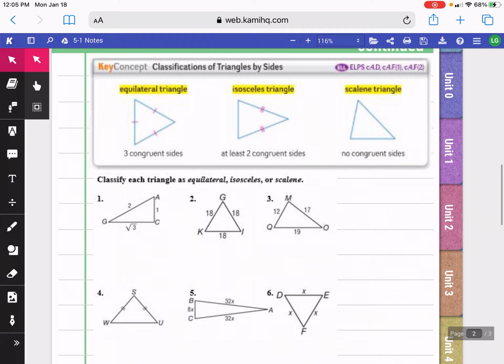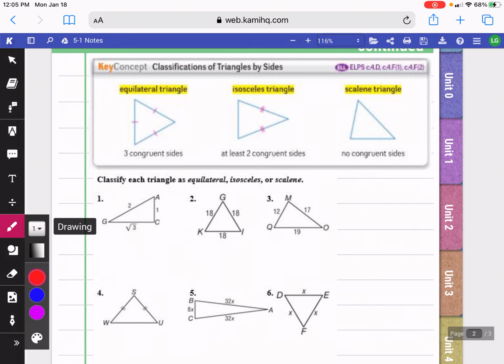You can also classify triangles based on their sides. If you're classifying based on their sides, there's three types of triangles. If all the sides are congruent, remember this is the symbol for congruent, then it's an equilateral triangle. If two sides are congruent, it's isosceles. And if all the sides are different, then it's scalene.